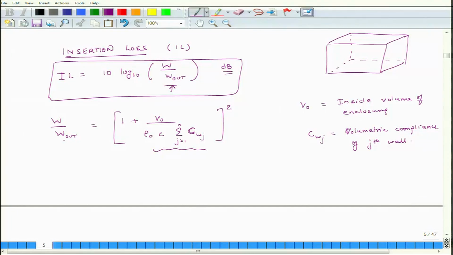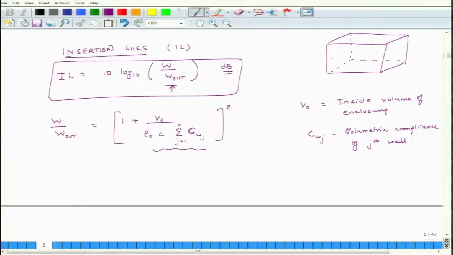So, physically what does compliance mean? Compliance means that if you have an object and you put some force on it, how easily does it compress or how easily does it expand? Now, if there is a box which has very high compliance, then it will very easily expand or very easily compress.